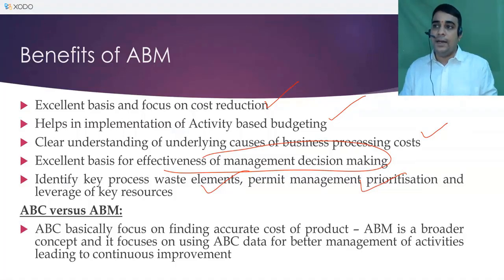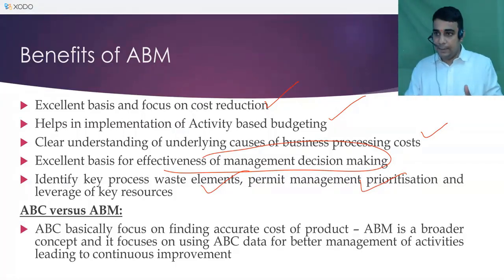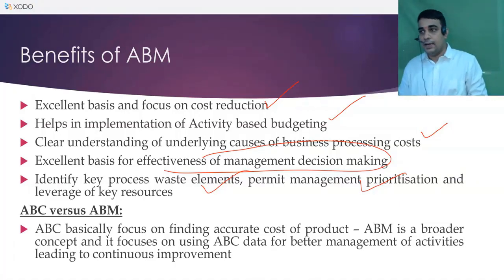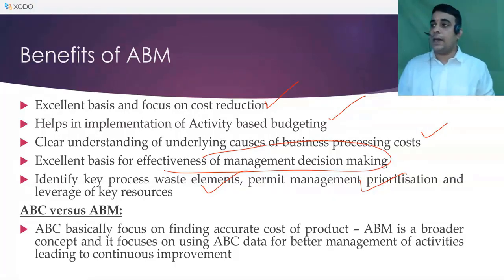One is called operative ABM and second is called strategic ABM. Operative ABM and strategic ABM suddenly got tested in one of the exam questions. It was not there in the initial theory itself, but it was part of one of the case studies. The case study was there in your study material. So there are two types of ABM, operative ABM and strategic ABM.